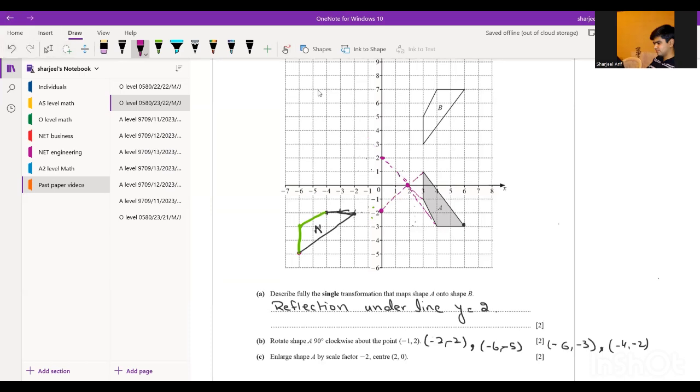We have 1, 2, 3. So that will be 6 boxes. 1, 2, 3, 4, 5, 6. And we have 1, 2 here. So this will become 1, 2, 3, 4. So this is the point.